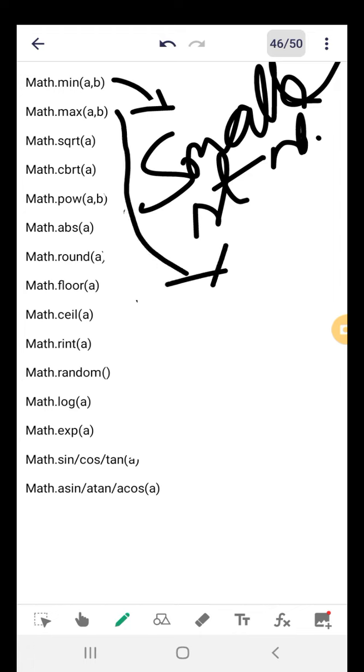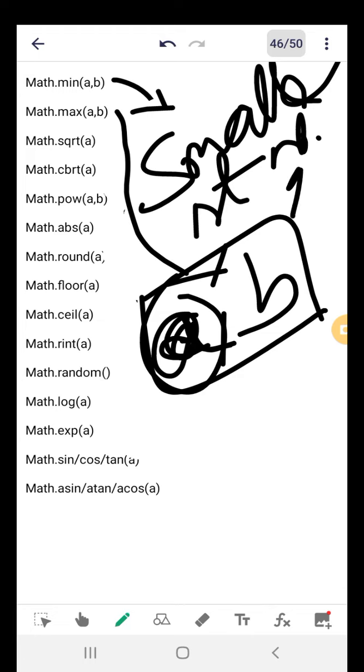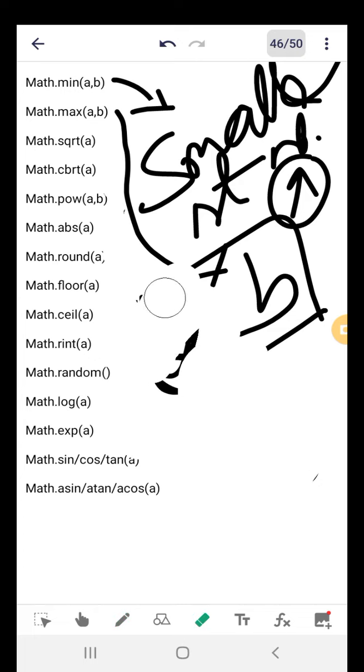Math.max(a, b), obviously it is just the opposite. If the parameters are a and b, then it will return whichever is the greater number. For example, here b was smaller, so a is greater, so it will return a.0. With the name only you can understand that Math.min(a, b) will return the smaller value between a and b, and Math.max will return the greater one.